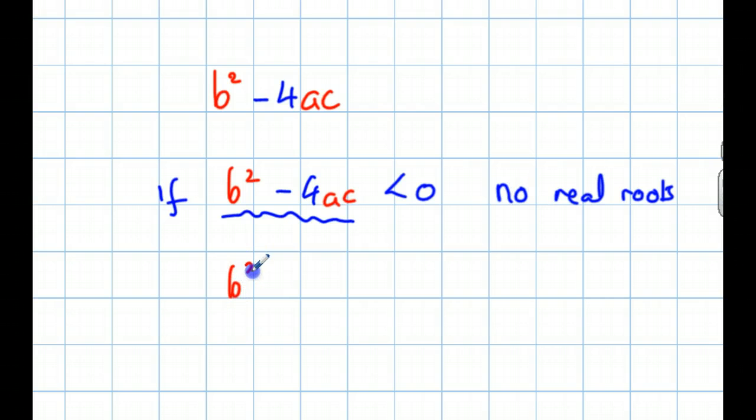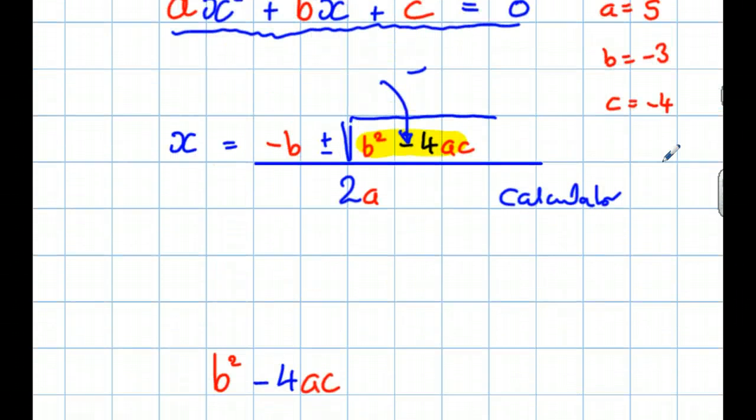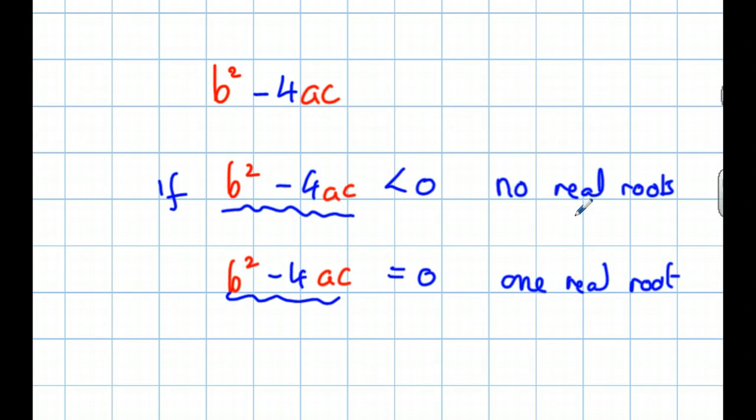What about if this equals 0? Well, what happens then is there's just one real root. Let's see why. If this bit here in yellow was 0, then my calculation would look like this: minus b plus or minus 0. Well, adding 0 or taking away 0 isn't going to change minus b, and it isn't going to change minus b over 2a. So if b squared minus 4ac equals 0, you only have one real root.